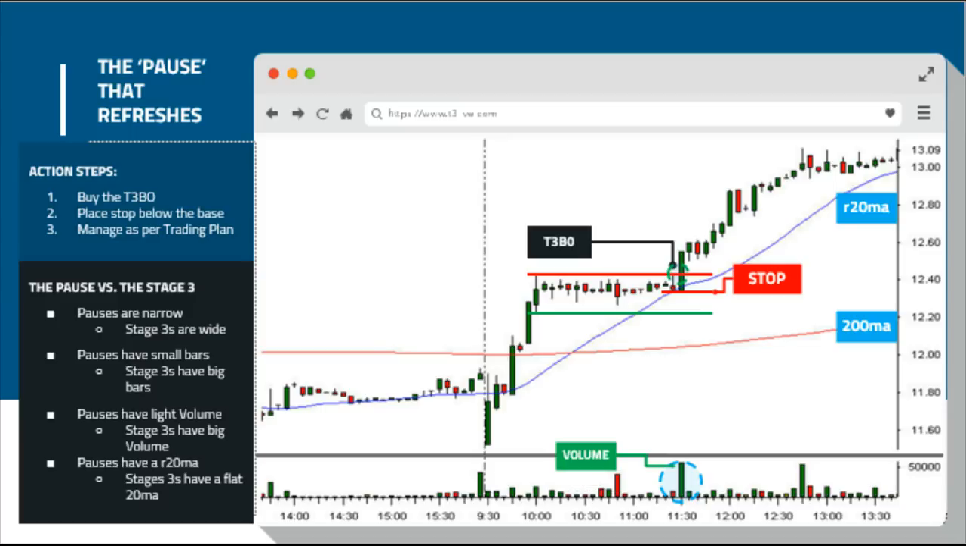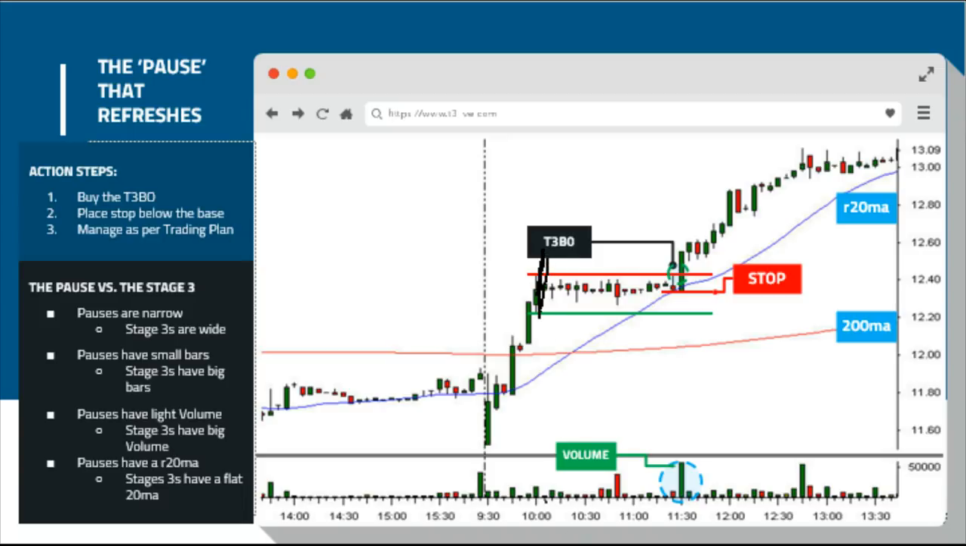That's called continuation volume. And pauses have a rising 20, and at the point of contact with the 20 is when they usually explode higher. Stage 3s have a flat 20. Does that make sense? Now, are there additional characteristics? Absolutely. For example, if the stock goes climactic by going vertical, that's not sustainable, and if it goes sideways, that usually leads to a breakout failure. So this basically becomes stage 3. So the preceding trend, it's important that it's not a climactic trend. So you don't want to see a huge bar here at the last bar.